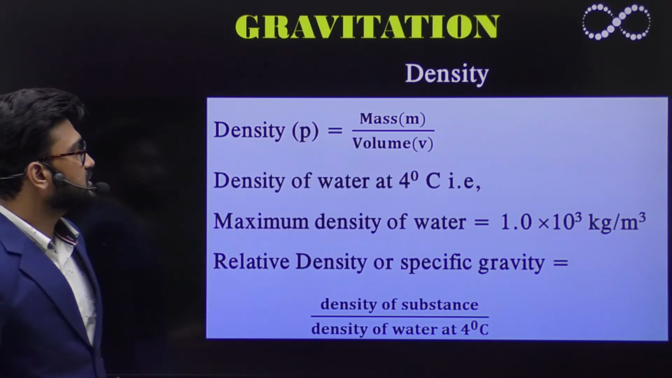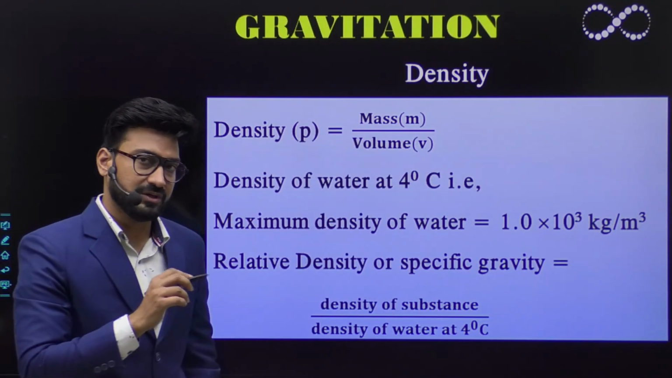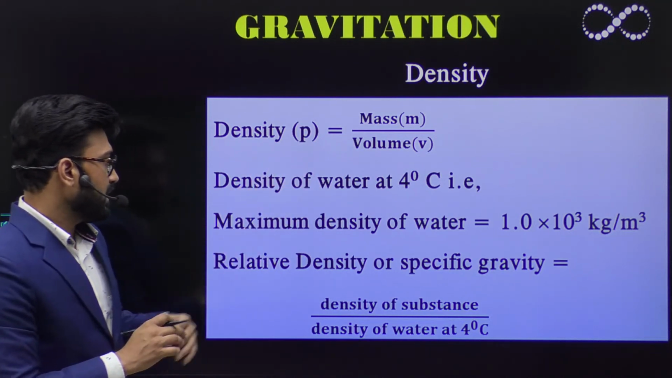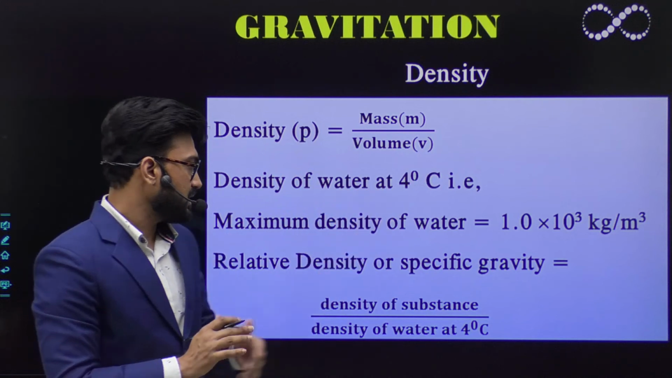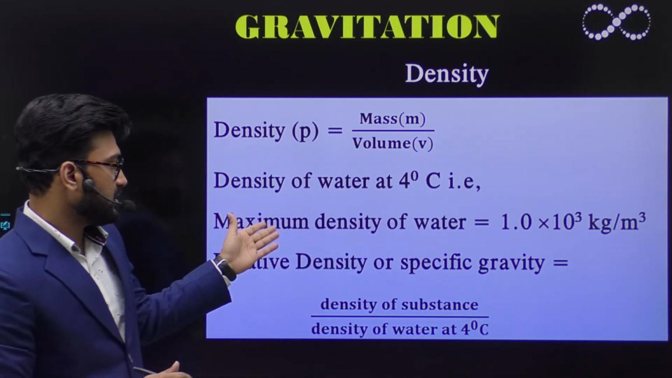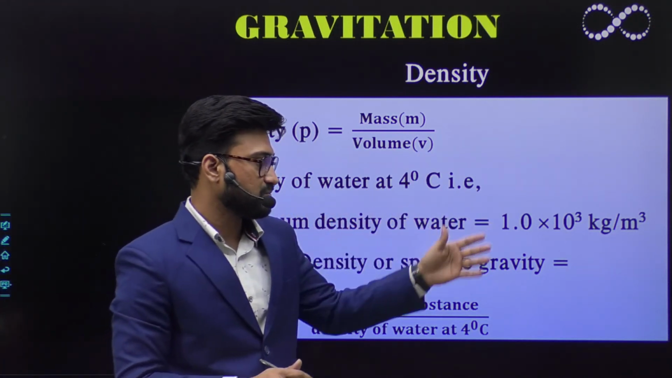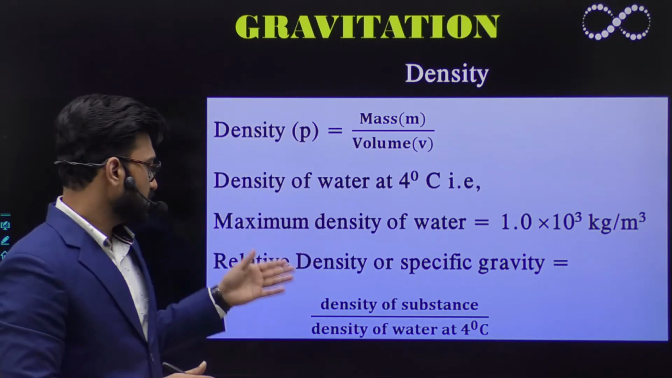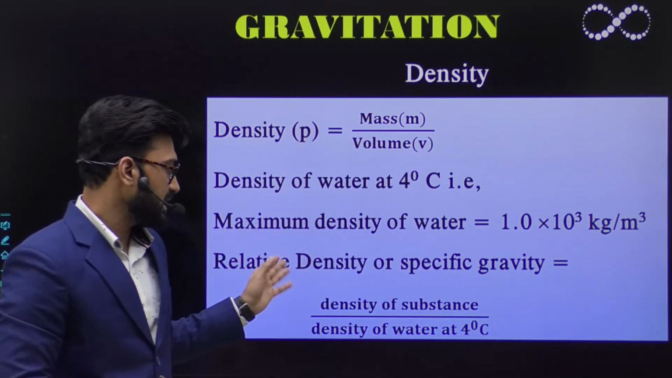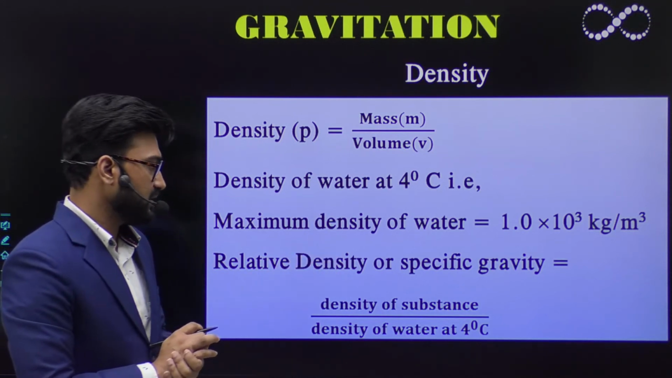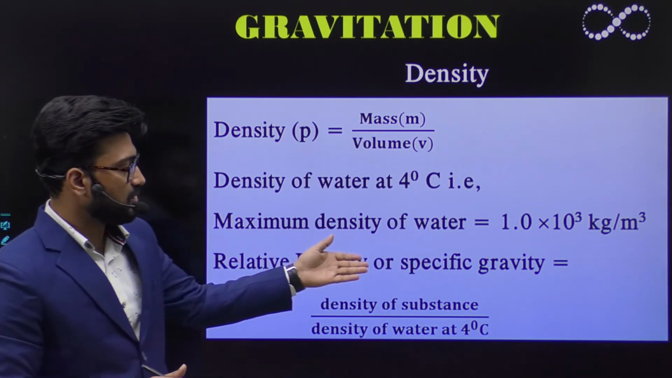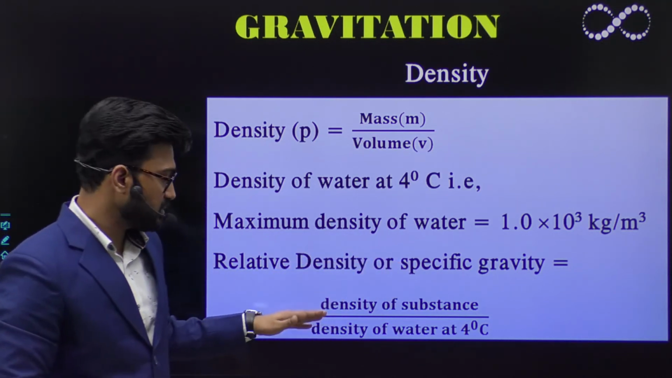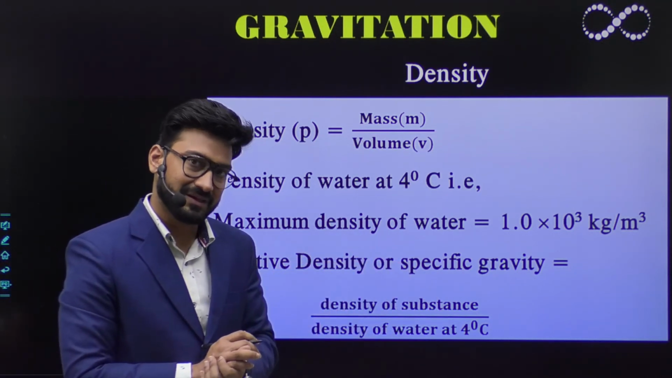The next topic you must remember of the gravitation chapter, the last topic, is density. Density is nothing but mass per unit volume, and the density of water at 4 degrees centigrade is maximum, given by 1 × 10⁻³ kg per meter cube. You must remember the density of water because you have to use it in the relative density or specific gravity topic, in which relative density is the ratio of the density of a substance to the density of water at 4 degrees centigrade.